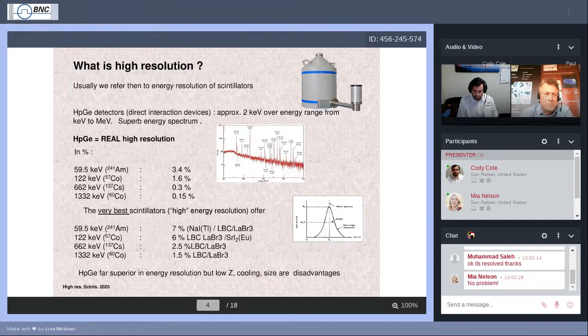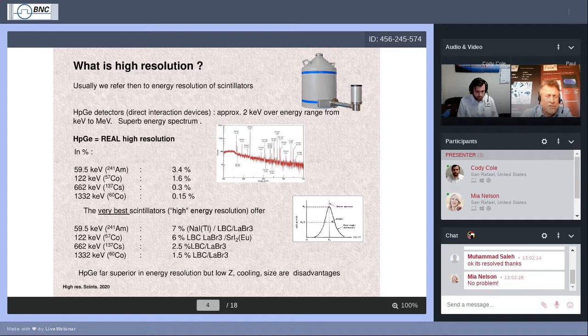So what is high resolution? We speak about energy resolution of scintillators. Actually, high purity germanium detectors are direct interaction devices, which means that the radiation is not producing light, it produces direct electron hole pairs. The resolution is roughly 2 keV over the entire energy range from keVs to MeVs. And this gives you a superb energy spectrum, like you see here in the middle, very narrow lines superimposed on the Compton background. So a high purity germanium detector is a real high resolution device.